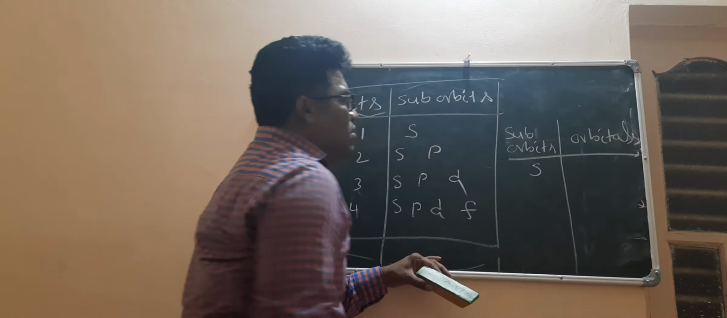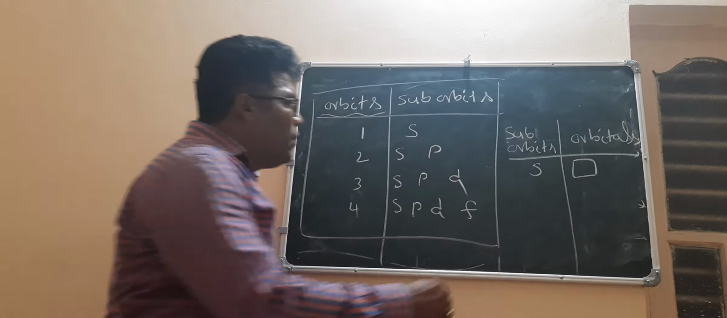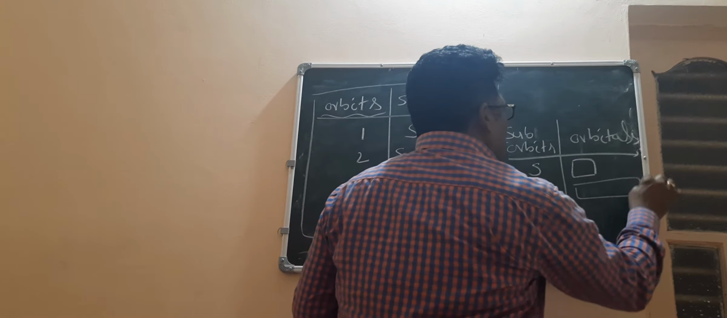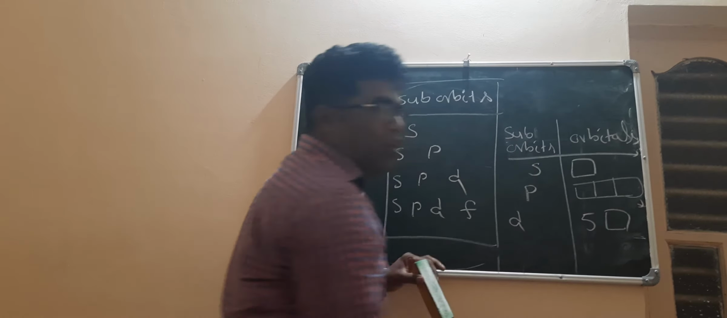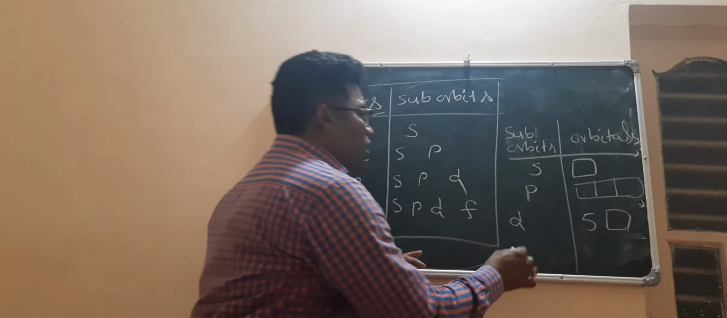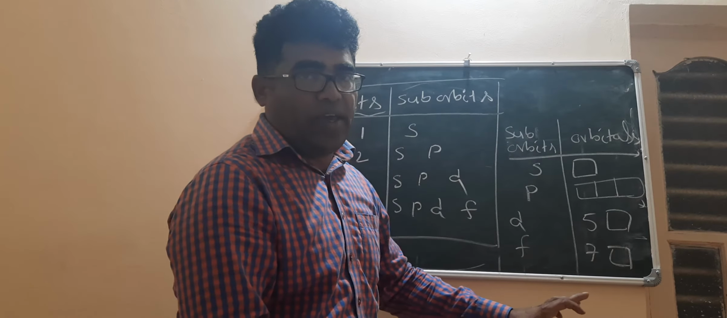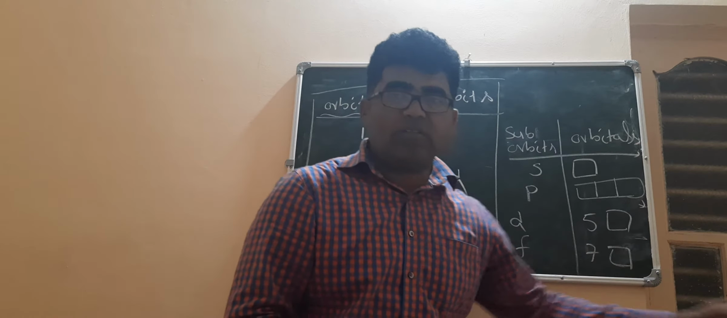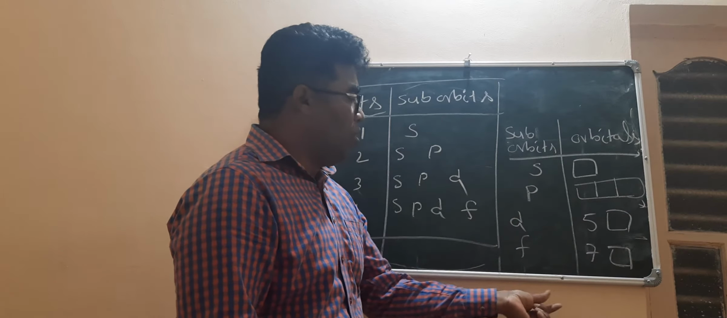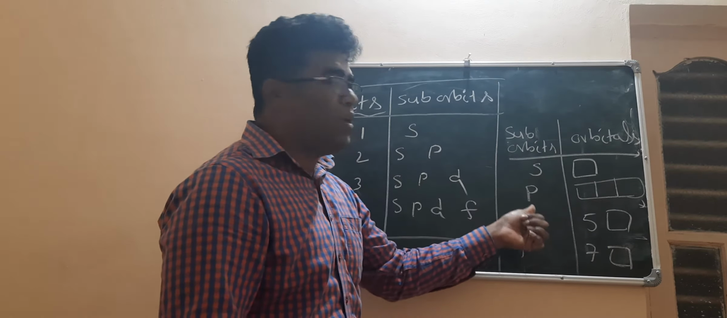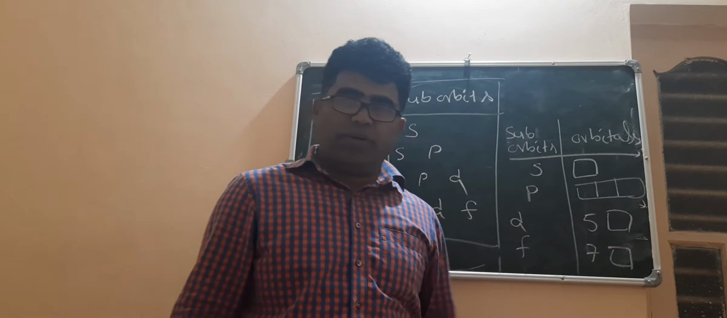Suborbit s contains one orbital, p contains 3 orbitals, d contains 5 orbitals, and f contains 7 orbitals. I am going to represent the orbital as a box. Here I have no space, that's why I am not able to draw 5 boxes. So s contains 1 orbital, p contains 3, d contains 5, and f contains 7.